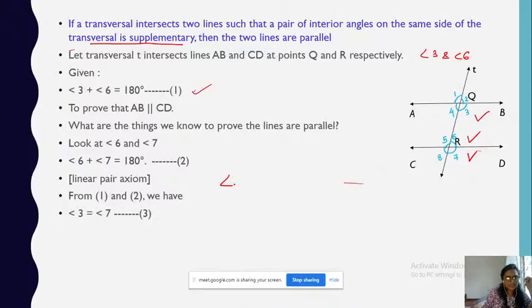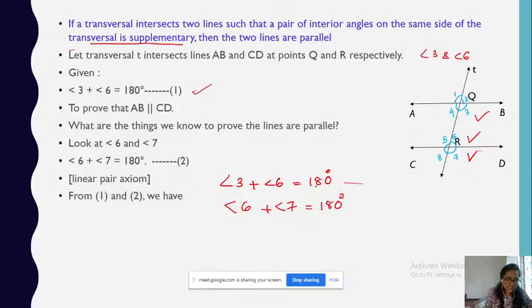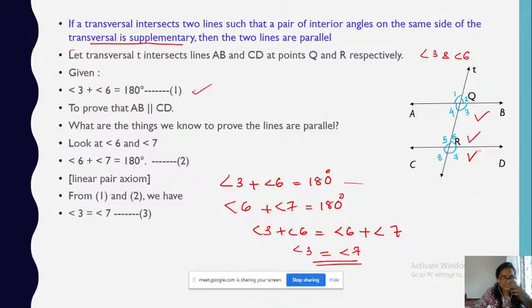From 1 and 2, I have angle 3 plus angle 6 is equal to 180 degree, and I have angle 6 plus angle 7 is equal to 180 degree. So look at this. Can we equate these two equations? Yeah, the RHS of these two equations is equal. So I am equating angle 3 plus angle 6 is equal to angle 6 plus angle 7. So from that, can I say angle 3 is equal to angle 7? Yes, ma'am. So angle 3 is equal to angle 7.